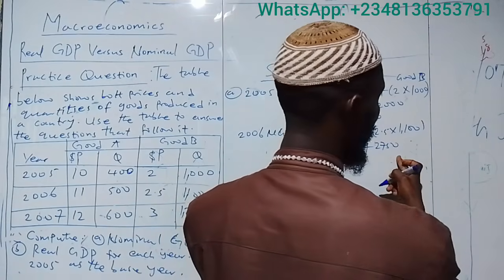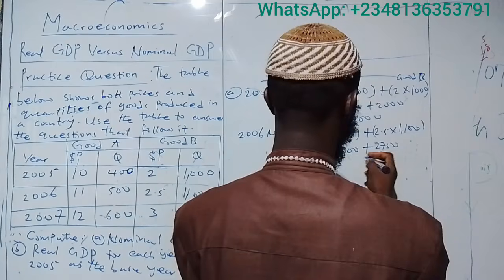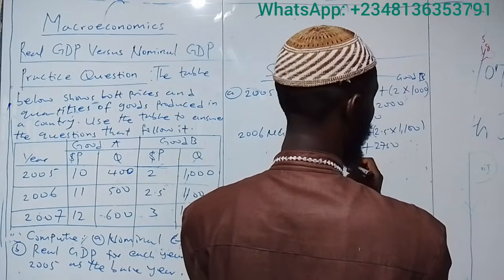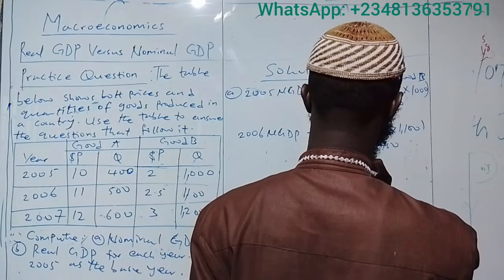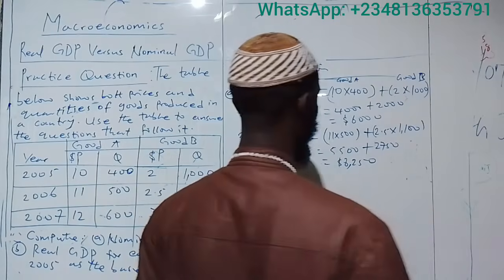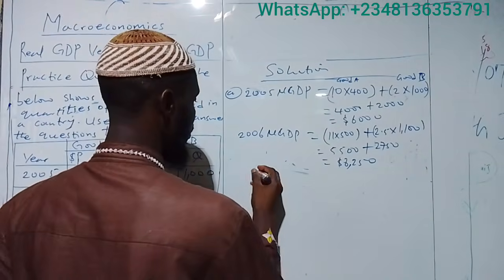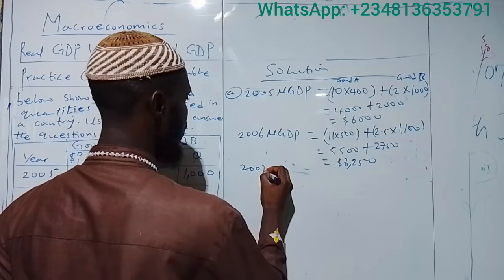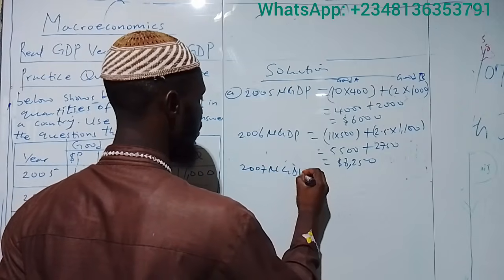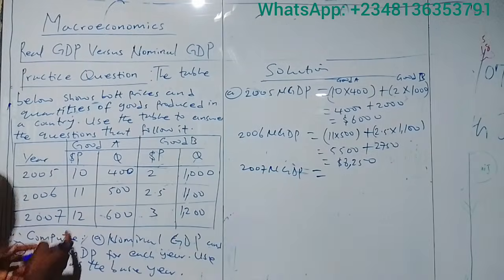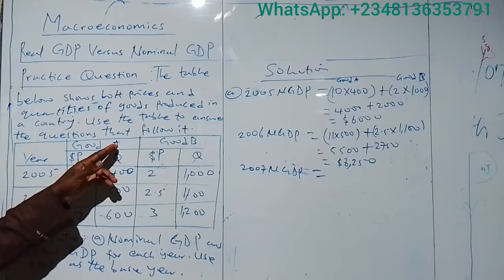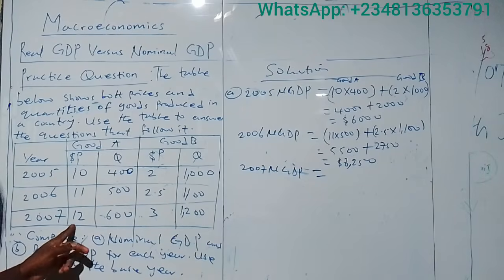When you add this together, what do you get? You have 8,250. This is the nominal GDP for 2006. 2007 nominal GDP will be equal to... so we move to 2007. What is the price? We start from good A. That is 12.